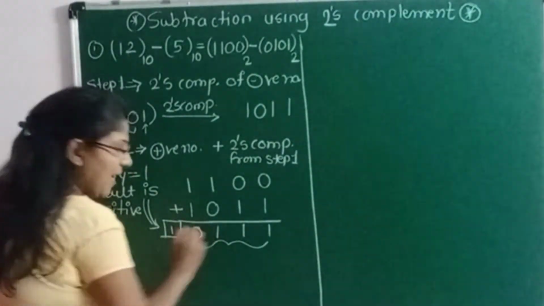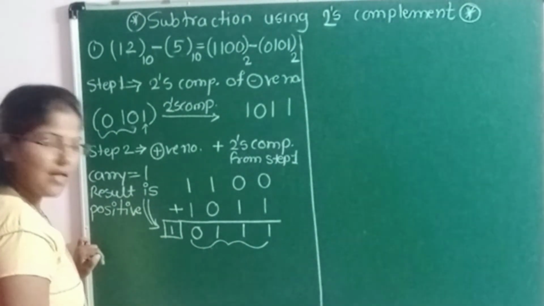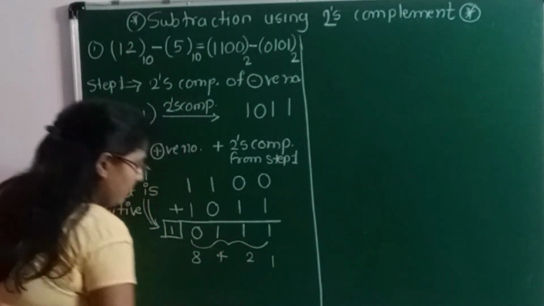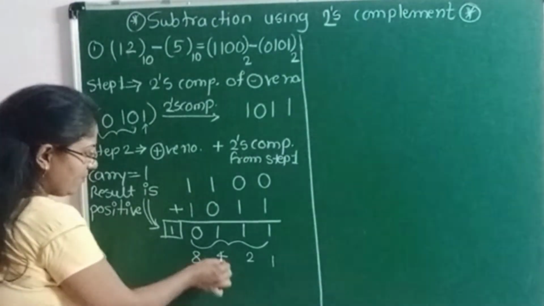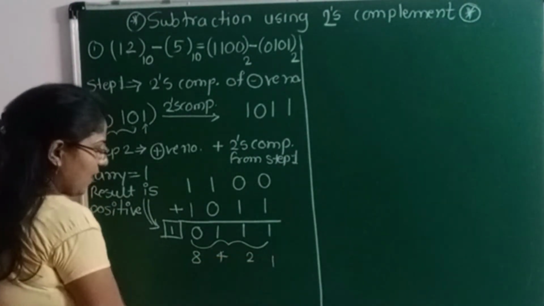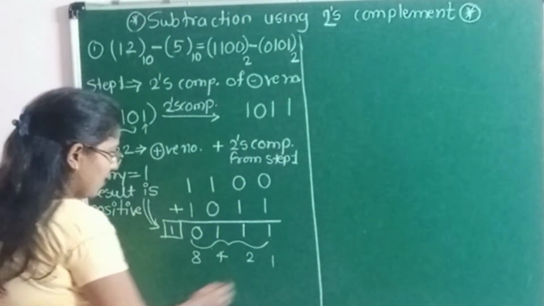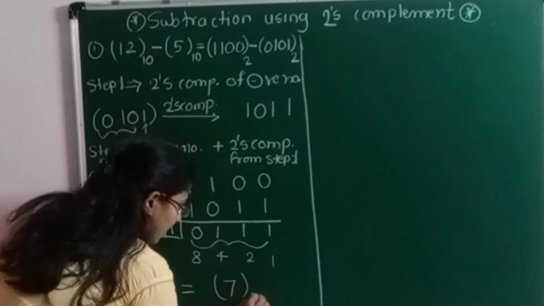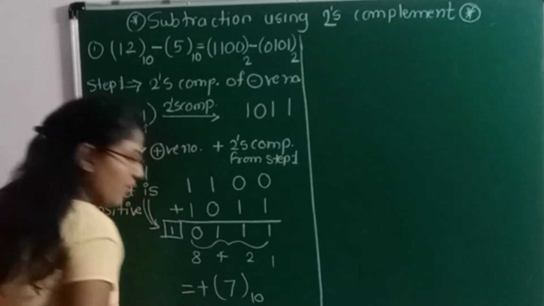Now this is in binary form, so we will convert this into decimal to cross check our answer. Write the weighted values 1, 2, 4, 8. So 0 is there, so 8 is not selected. Then what is selected? 4, 2 and 1. So 4 plus 2 is 6. Then 6 plus 1, 7. So its decimal equivalent is 7. And as the carry is 1, the result is positive.